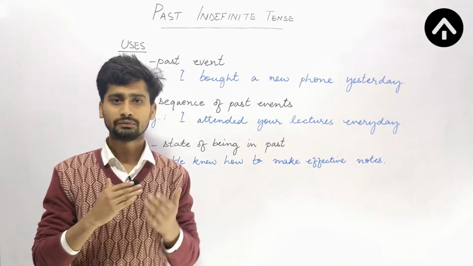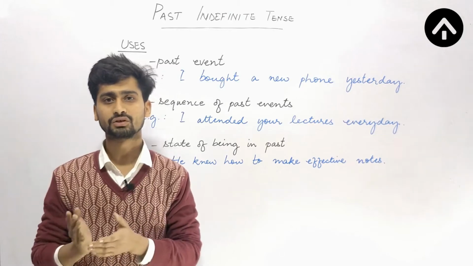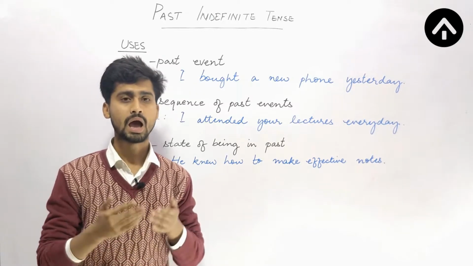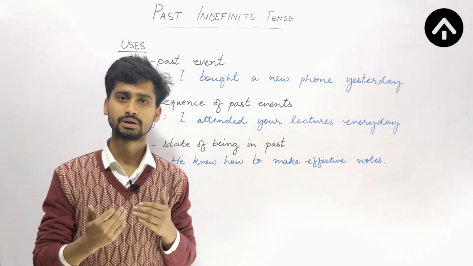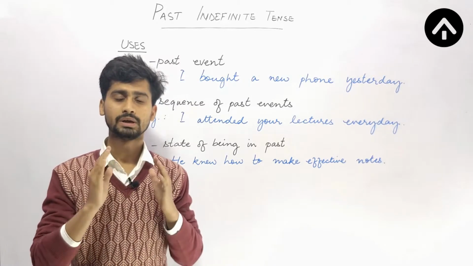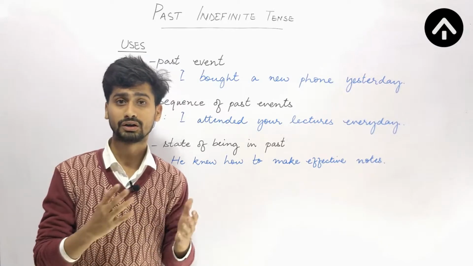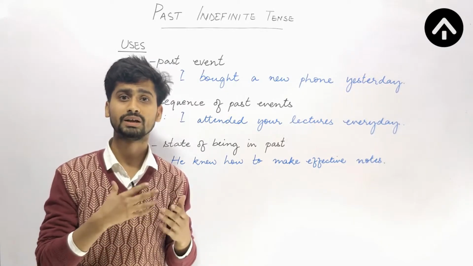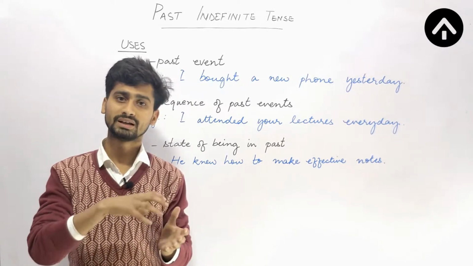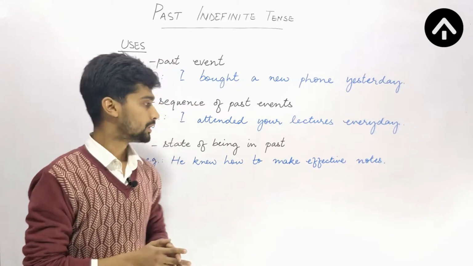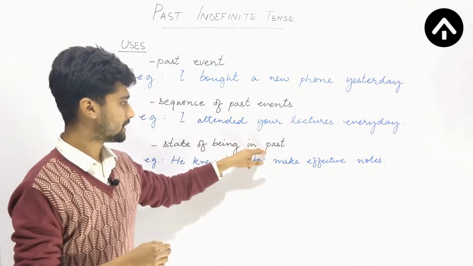On the other hand, the other function of the verb is to denote some state of being. For example, if I say, I am a writer. So here the verb am is a verb that is denoting a state of being. It is not denoting a function. It is not denoting a work, but it is denoting a state of being. Okay. So here the state of being in past.